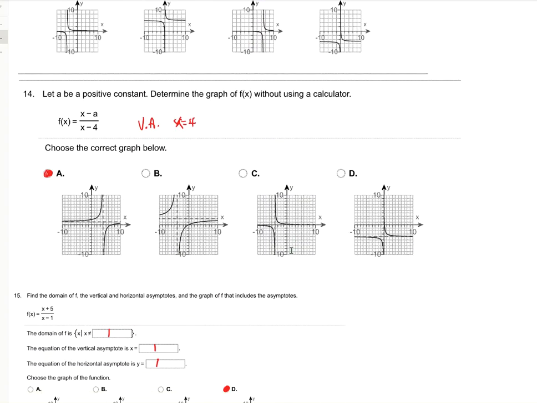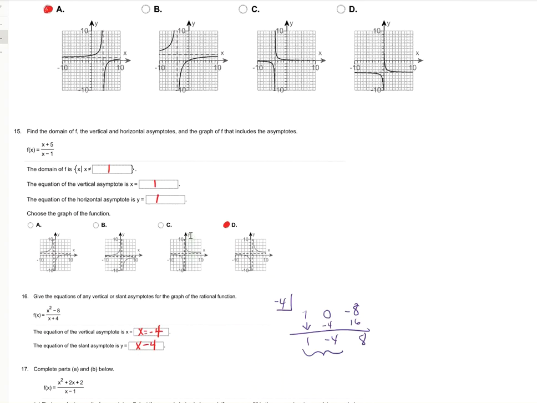Let a be a positive constant. Determine the graph without using a calculator. Well, we are just seeing that we need a vertical asymptote at x equals 4. So right there, I see that. We don't see that anywhere else. So that should be our A.